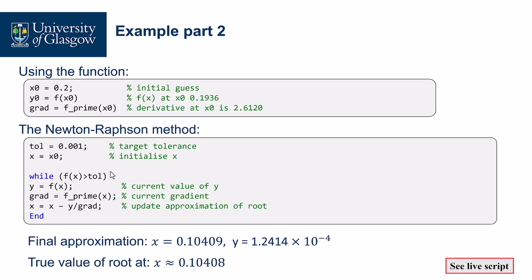If you run this program, you will find the x is this one, and you can see the y value is on the order of e to the power of -4. So it's very near 0. The true value is 0.10408, and this is 0.10409. So it's very near. We almost get the root. So we have used the Newton Raphson method and the while loop to finish this task.